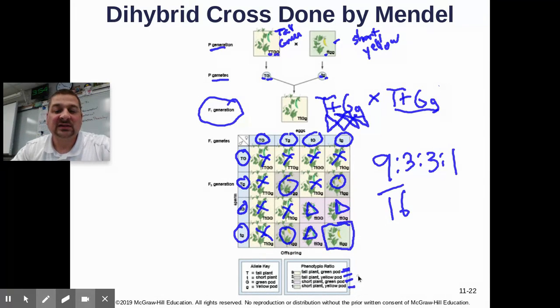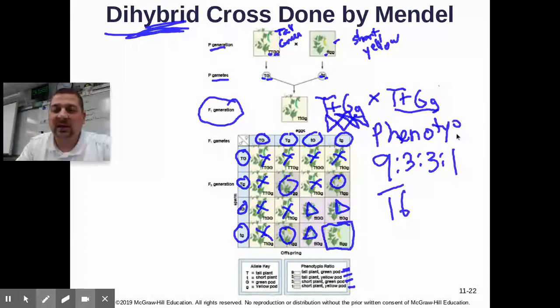So there is a genotypic ratio, but we don't worry about it because it would be very complicated. For a dihybrid cross, we often just talk about the phenotypic ratio of 9 to 3 to 3 to 1.